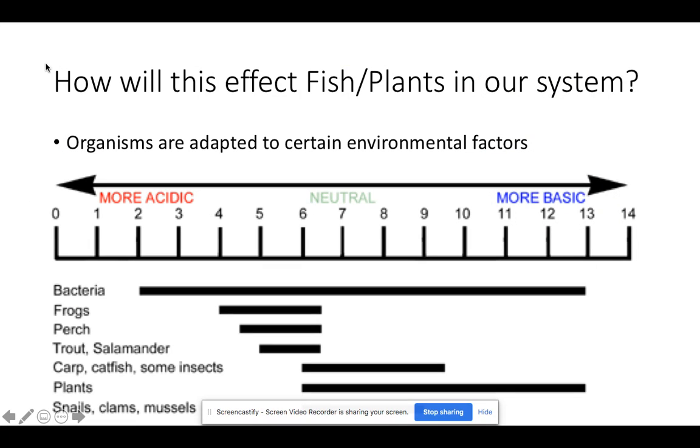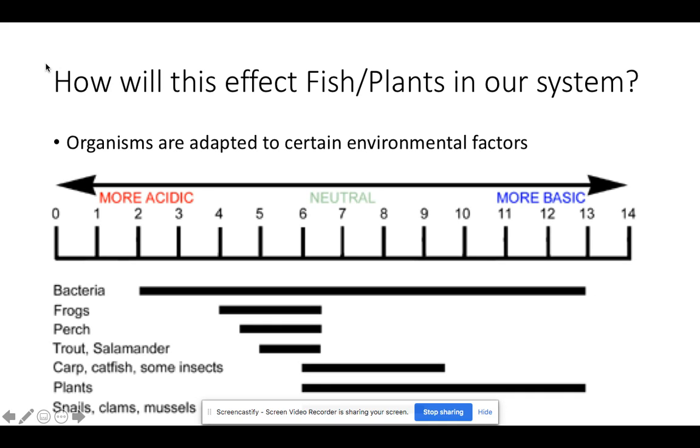Hi guys, today we're going to finish with our presentation on pH, and we're going to talk about how pH affects the fish and plants in our system. So you need your science notebook out, and we need to add these to our pH notes.